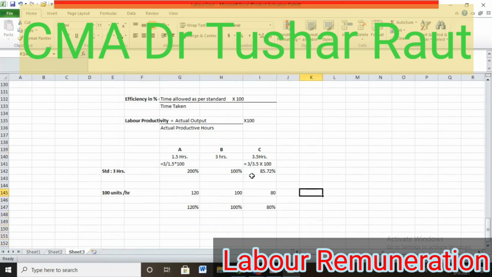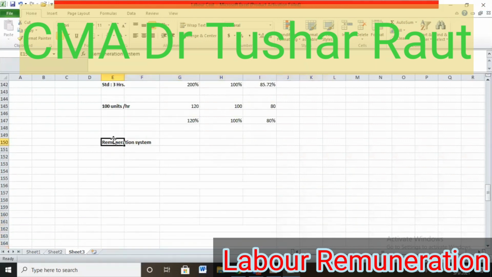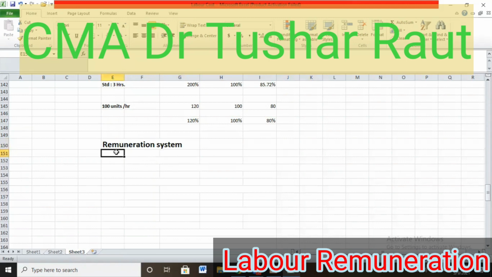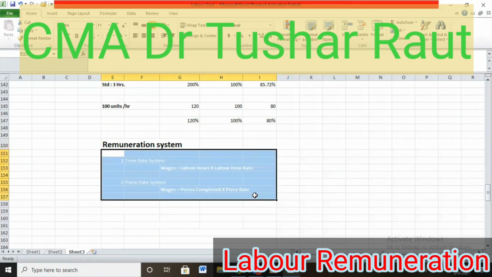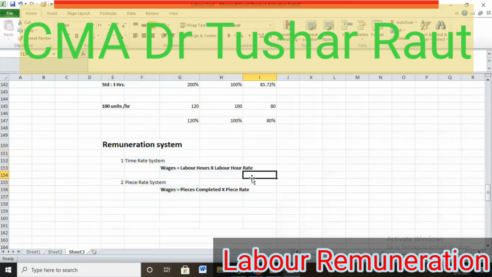So this is how we are calculating the efficiency, which needs to be understood for further calculations. Now, the next concept we need to understand is the remuneration system. Basically, in labor cost, the remuneration system takes place with two systems. One is the time rate system and the other is the piece rate system.